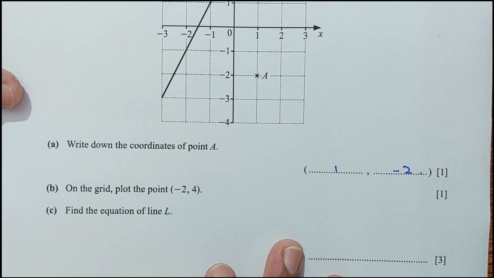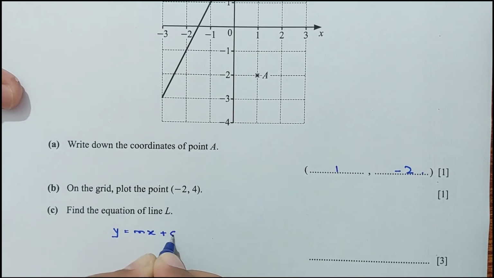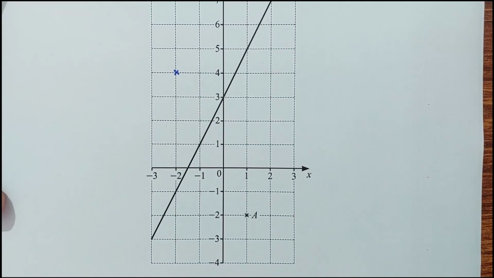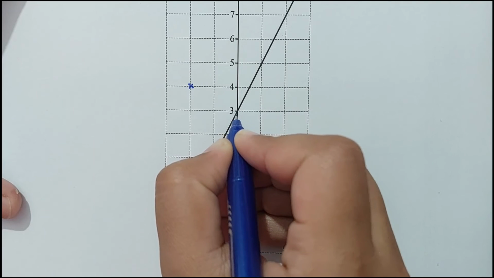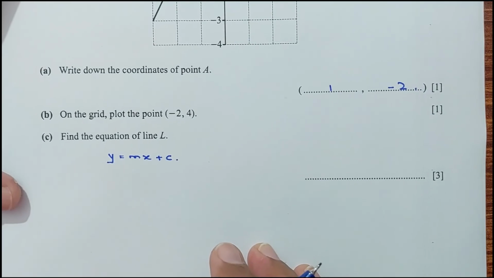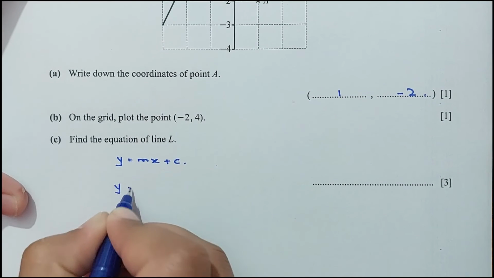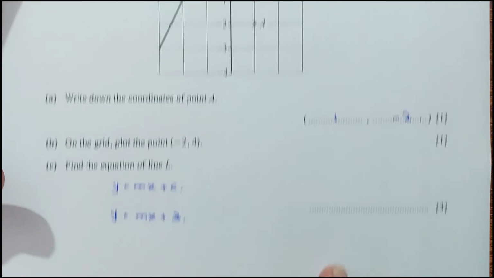Now for part C, find the equation of line L. Right, so for the equation of line L, we have to use the formula y equals mx plus c. So first we have to use the y-intercept. The y-intercept is 3. As you can see, the line cuts the y-axis at 3. So y is equal to mx plus 3. Right, now let me solve for m, the slope.